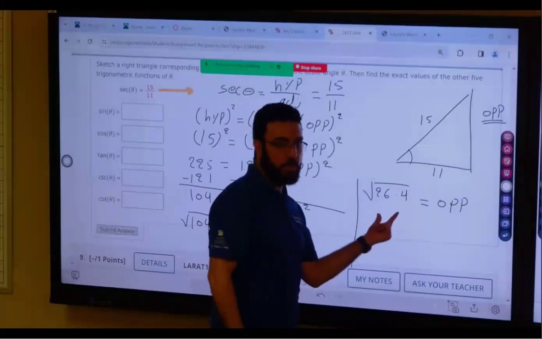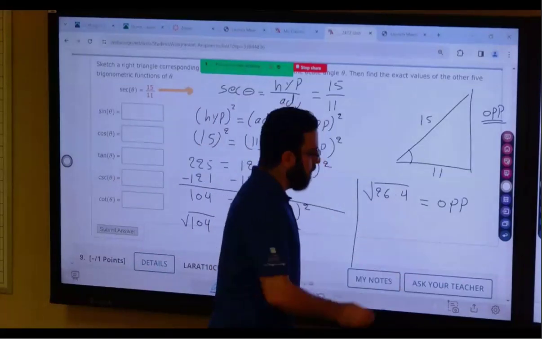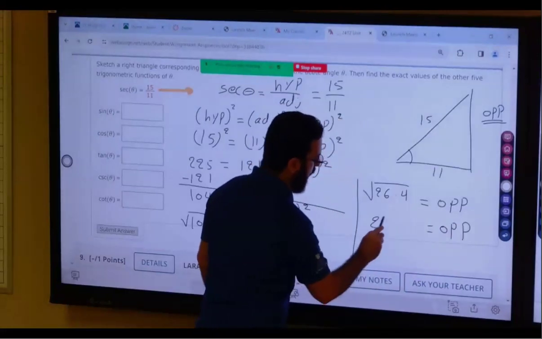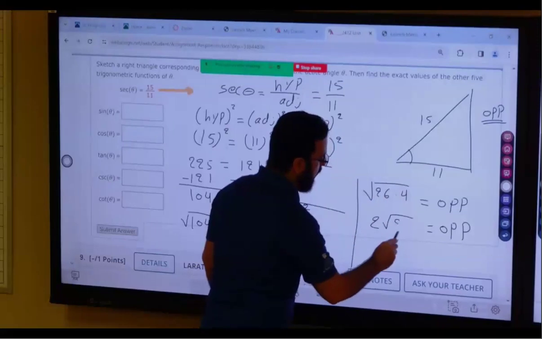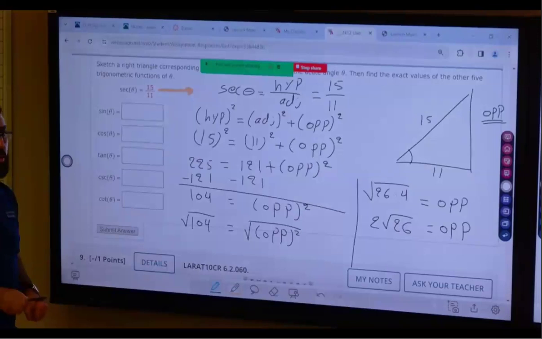So I'm gonna go to the next option, which is 26 times 4. Do you have square root of 4? 2. That means the opposite side is going to be 2 outside the root and keep 26 here. You got it?